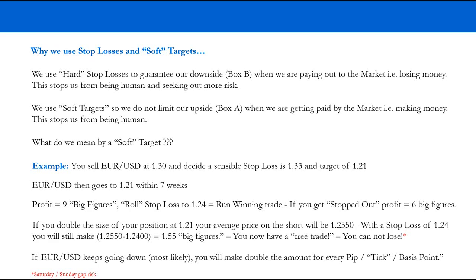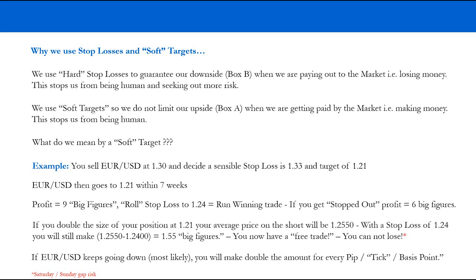It stops you from seeking out more risk and, for example, shorting more of the asset at 108, then shorting more of the asset at 115 and 120 and 130, and so on and so forth. The first cut is always the cheapest cut. Remember that quote. So entering hard stop loss orders to guarantee your downside, pulling from box B when you're paying out.